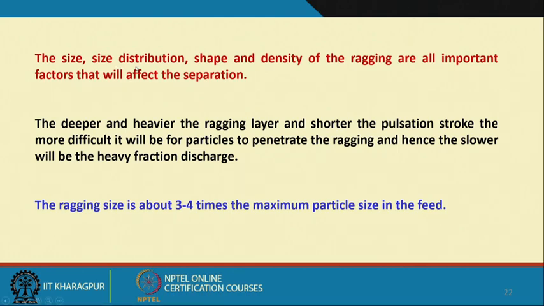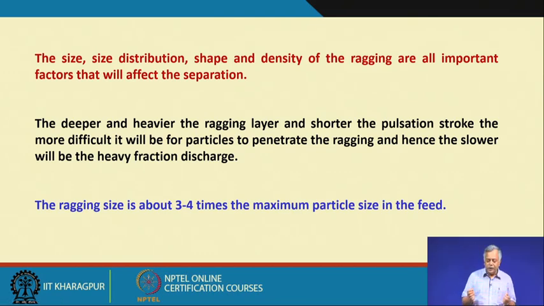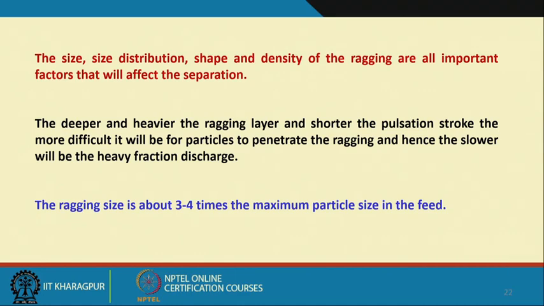The size distribution, shape and density of the ragging are all important factors that will affect the separation. Even for the jigs where we are using ragging material, the size distribution of those particles matters, because if you have a wide size distribution, even the ragging materials themselves, which are relatively finer, will occupy the void spaces in between them. So, what will happen? When the heavier particles try to penetrate that bed or trickle down the bed, they will not have that access, and even those particles will be reporting through the overflow.